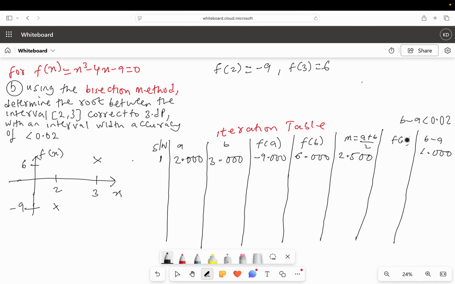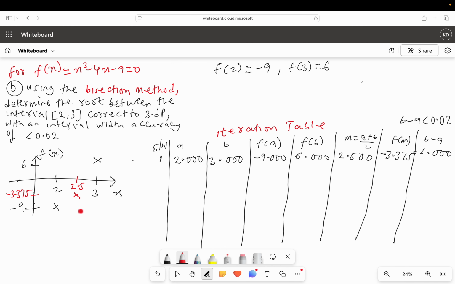2.500. So I then have to find my f of m. That is substituting x as 2.5 in this equation. So doing that, I will obtain minus 3.375. So from this graph, you can see that I have my x in the horizontal axis and f of x in the vertical axis. So my f of 2 is just minus 9, and my f of 3 is just 6. So for 2.5, which is between 2 and 3, I know that my f of 2.5 is minus 3.375, which is somewhere here.